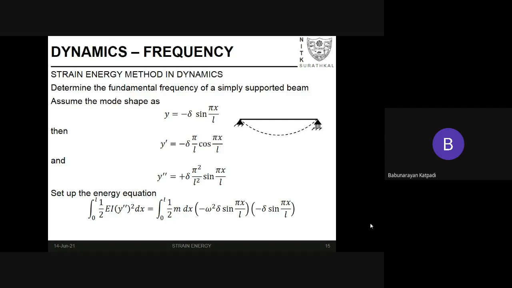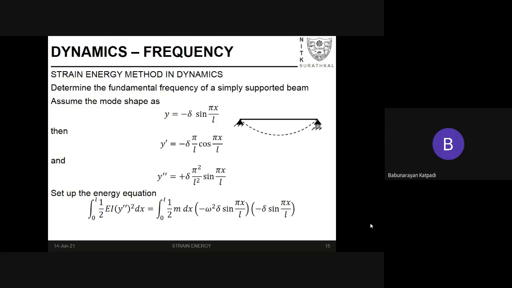So remember in the morning session we saw strain energy equations can be written in terms of the loads or in terms of the displacement. If you write them in terms of the load, I requested you to remember always: if you are writing energy equations in terms of the loads, rigidity terms appear in the denominator. You write them in terms of the displacements, rigidity terms appear in the numerator. So here we have the rigidity term in the numerator, integral of EI (y double dash) whole squared dx.